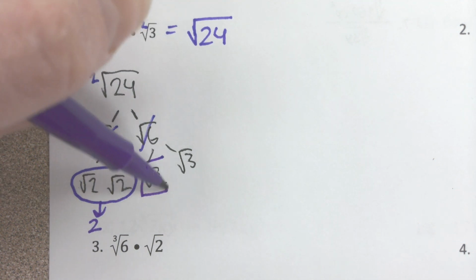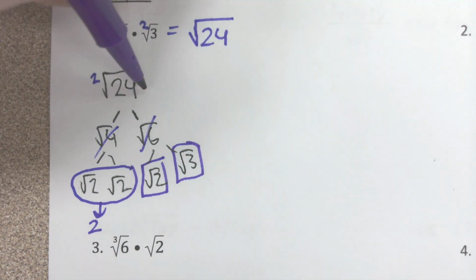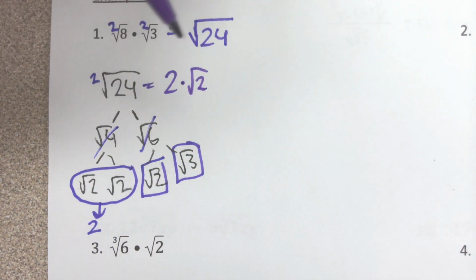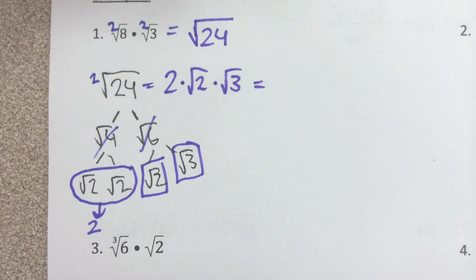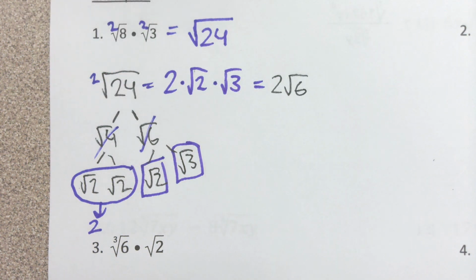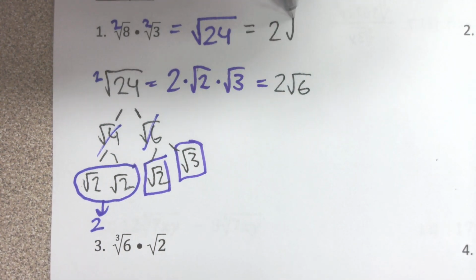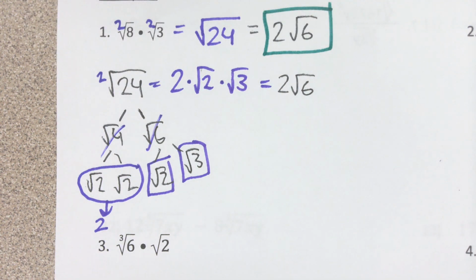And then the square root 2 and the square root 3, they can't be paired up because they're different numbers. So they're going to go back under the square root together. So this is going to give me 2 times the square root of 2 times the square root of 3. And of course, you can multiply these together and turn it to a square root 6. So 2 square root 6 is our final answer. Questions on number 1?